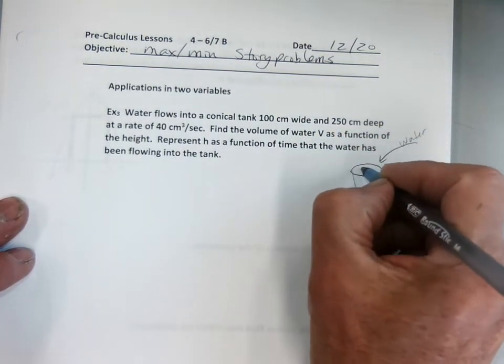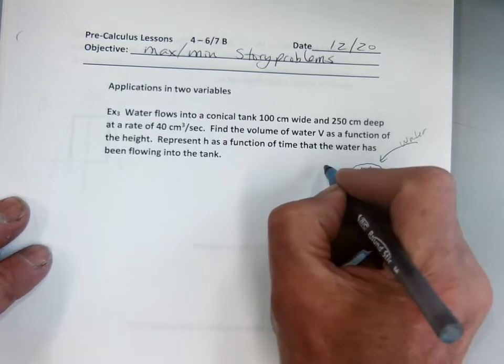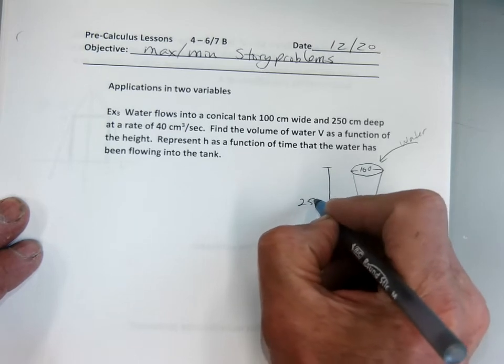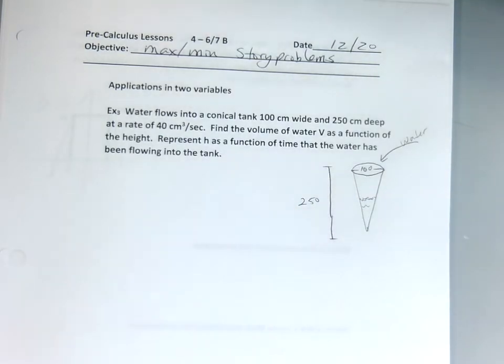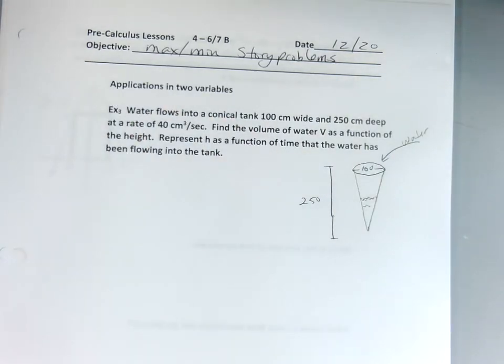So let me put my 100 here, and 250 centimeters deep. That's the shape of the cone. And then the water has the same shape. You agree with that? Except the water's not really 250 or 100, because the water's going up.